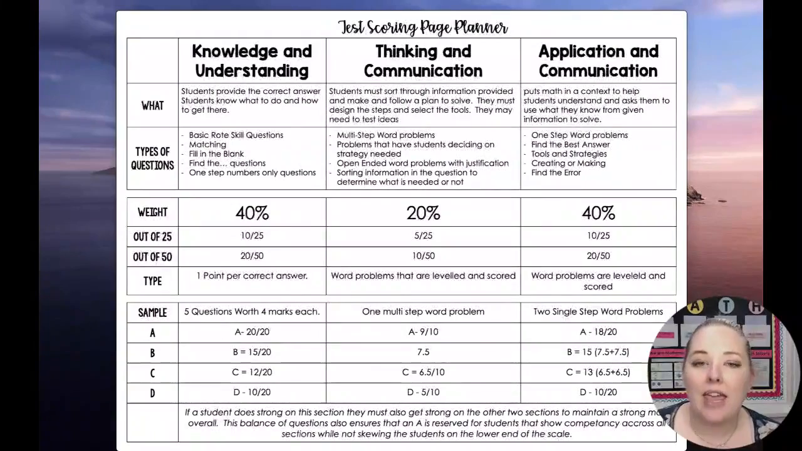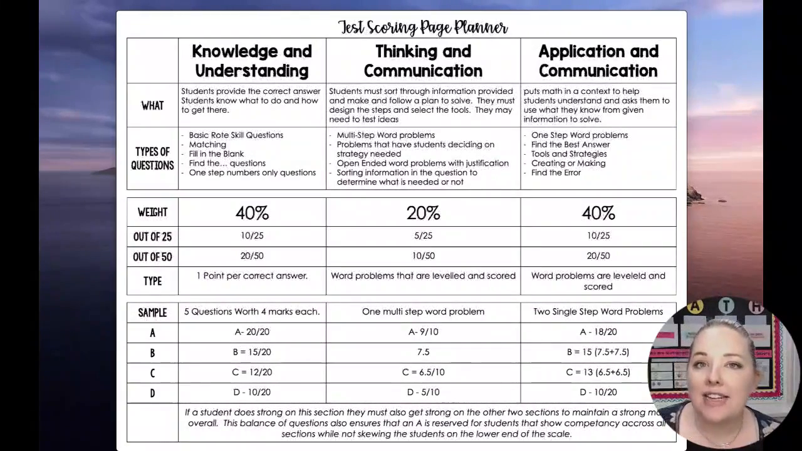Now, we'll go to the application and communication. The application and communication portions of your test are going to put math in a context and help students understand, asks them to use what they know from a given information to solve. These are going to be your one-step story problems. They're going to be word problems. They're going to be simple and straightforward. All of the information is known. There's not really going to be anything missing. It essentially means they need to extract the math question out of the problem and then do the math question.